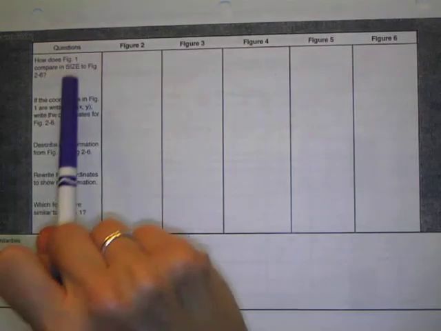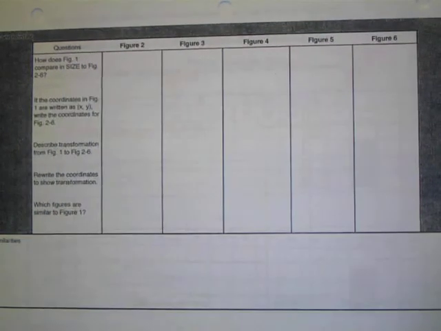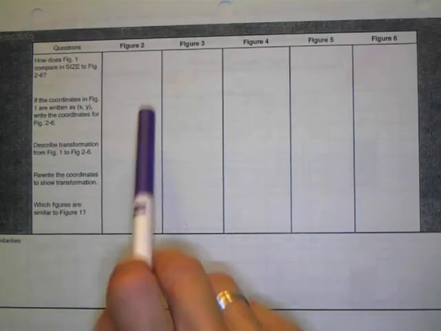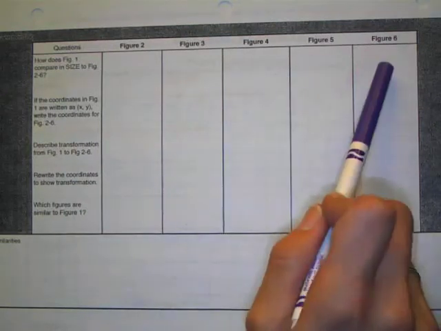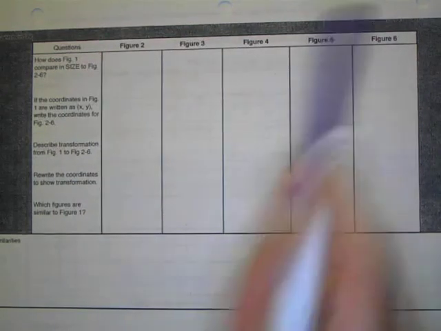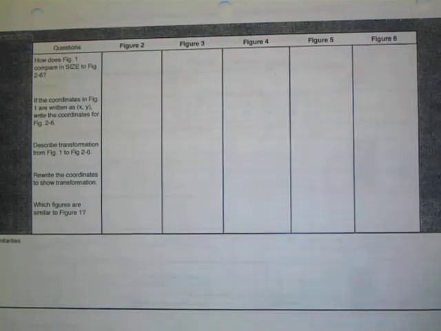Okay, what we're going to do is compare figure 1, which is going to be our baseline figure, to all of the other 6 figures. And our whole purpose today is so that we can see how to do transformations without any words. It's going to be cool. You see those 2 transformations on the board there?